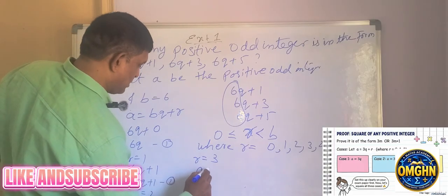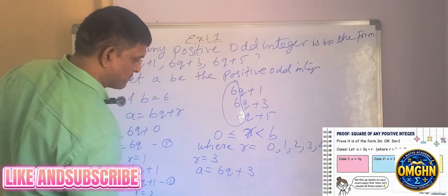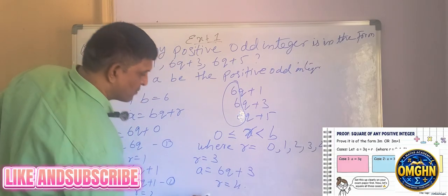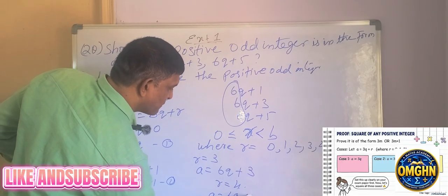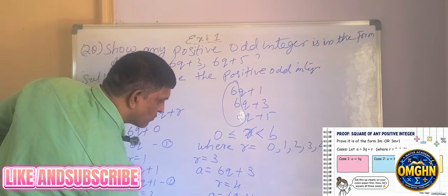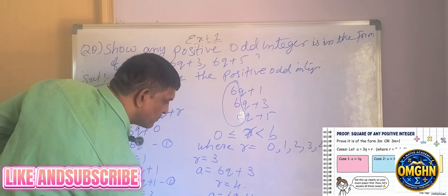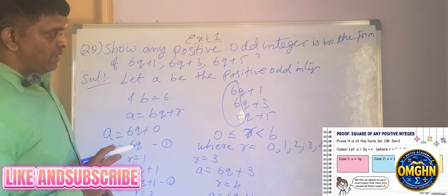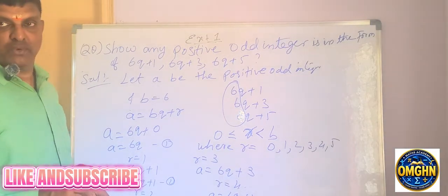That is a equal to 6q plus 3. Now r equal to 4. That is a is equal to 6q plus 4. Now r equal to 5. That is a equal to 6q plus 5. So up to, it should be less than 6. So we are going up to 5 only.